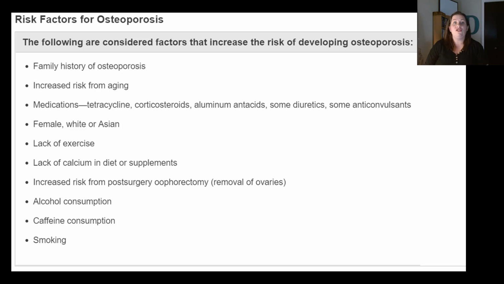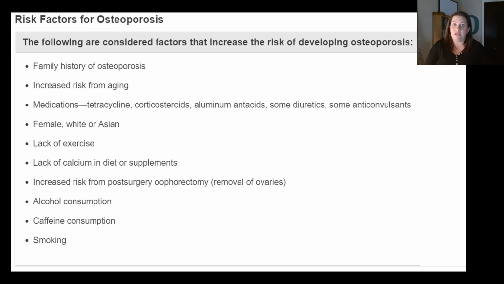But there are certain medications that cause or could advance that. These are things like tetracycline, corticosteroids, aluminum antacids, some diuretics, and some anticonvulsants. And again, some of these things you cannot come off of. You really need those anticonvulsants if you have lots of seizures. But some of these you may not need to take on a regular basis. Again, being female, white, or Asian, you can't change those. That's genetically determined, and so those risk factors are always going to be present.